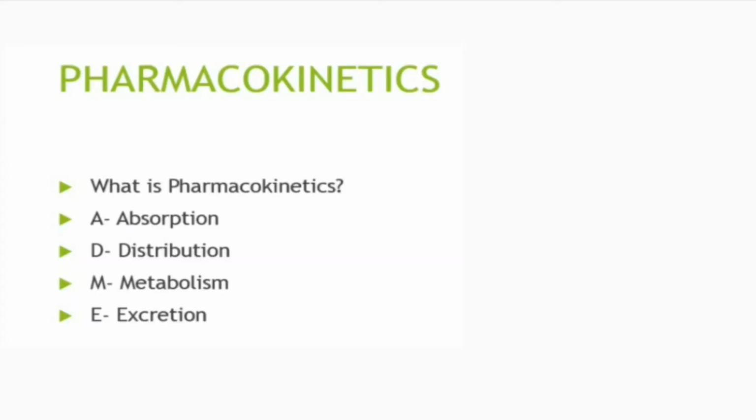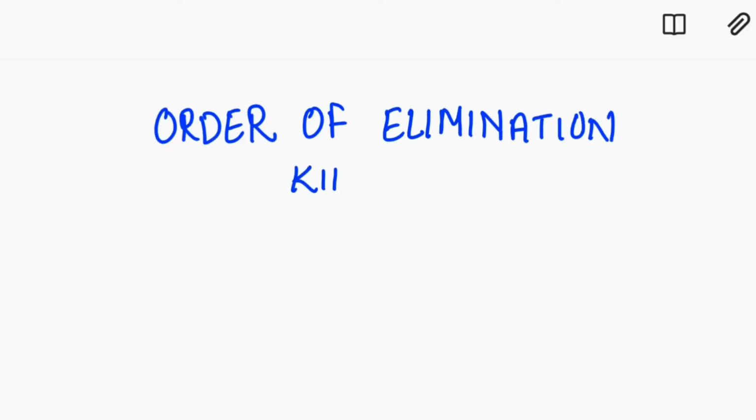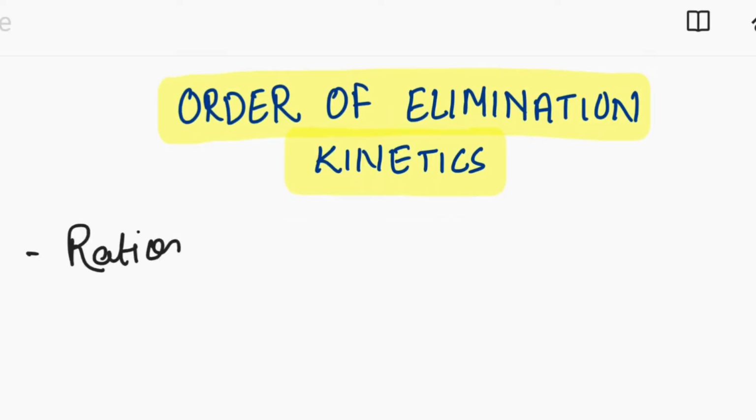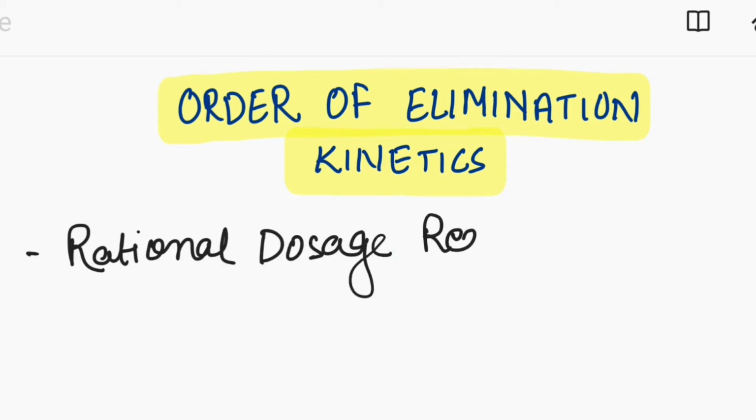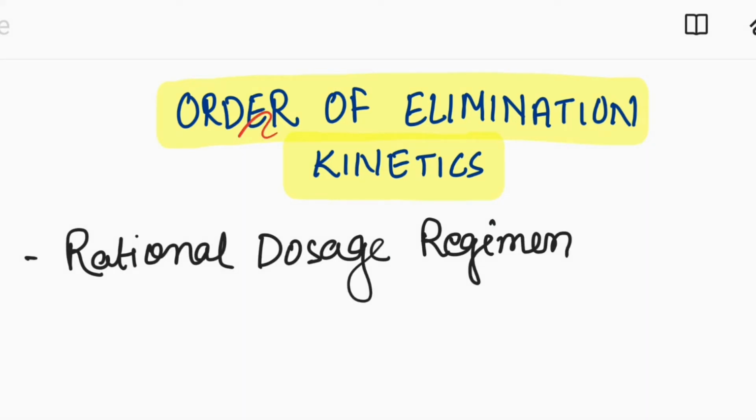If you recall, we have already discussed all the parameters of pharmacokinetics. These include absorption, distribution, metabolism, and excretion. Now, under excretion, an important topic that decides the drug dosage is order of elimination kinetics. Knowledge of kinetics of elimination of a drug provides the basis for rational dosage regimen. That means what dose of a drug should be prescribed at what intervals of time, and to modify them according to individual needs. So, what does the term order of elimination kinetics mean?